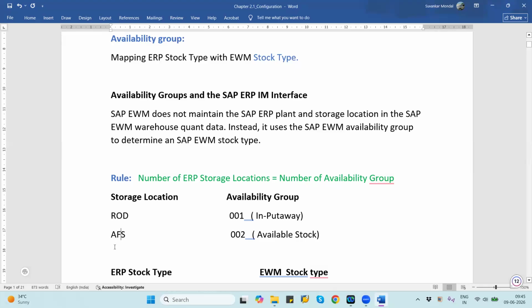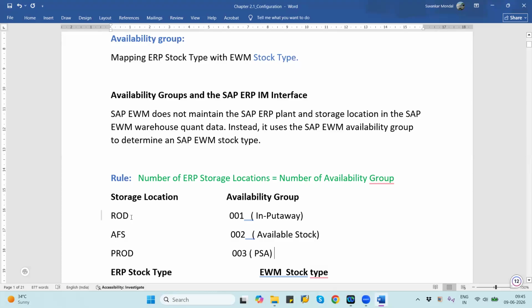If it is production storage location, fine. Suppose you have defined another storage location for the production supply area. In that case, you can define another storage location, say PROD, and for that you can create another availability group. You can use 003, which is in PSA, production supply area. Got it?